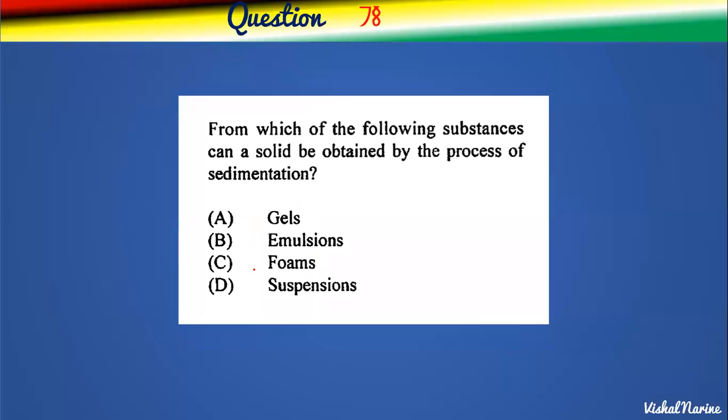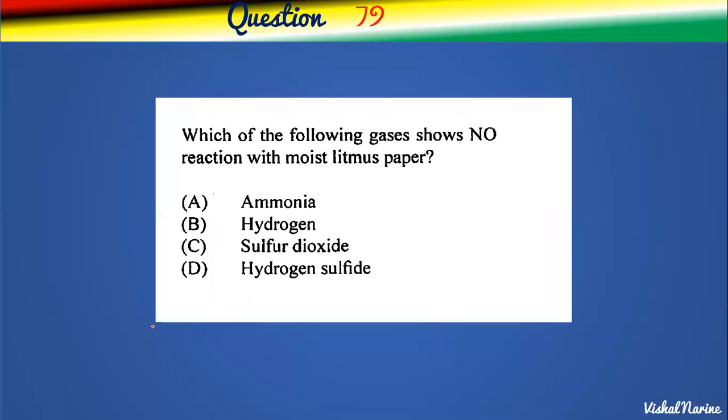This will have been question 79. From which of the following substances can a solid be obtained by the process of sedimentation? And this is suspension. All right, so there were two 78s. Just look back at the number on the top of the screen. I probably put 78 two times while numbering, so just follow the number at the top of the screen when you're responding.